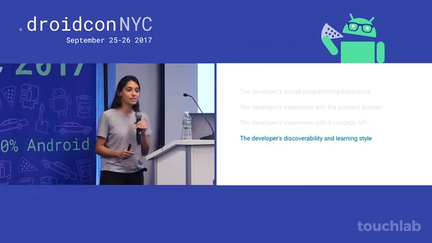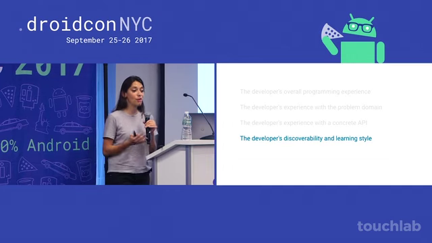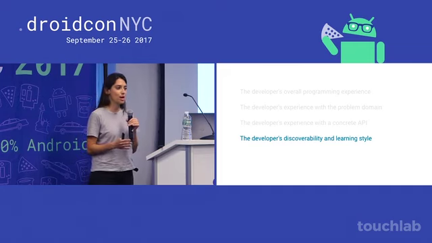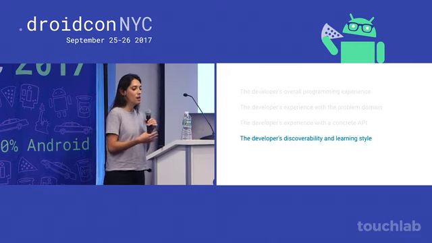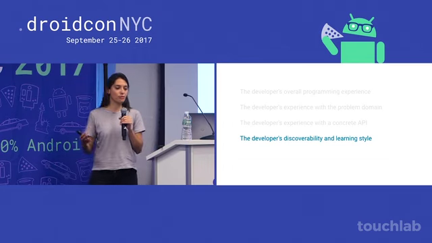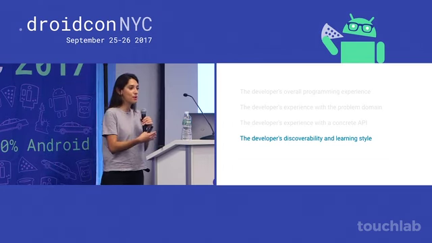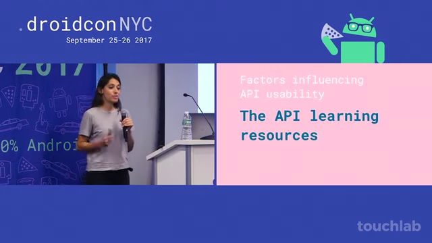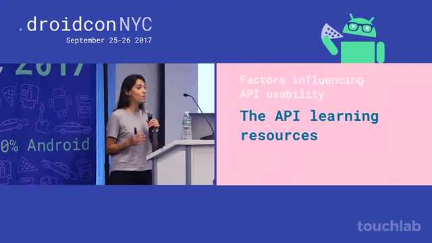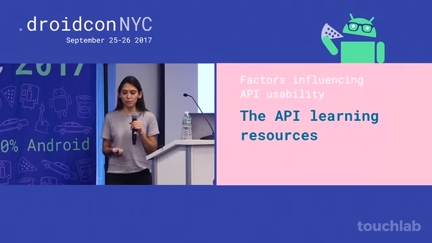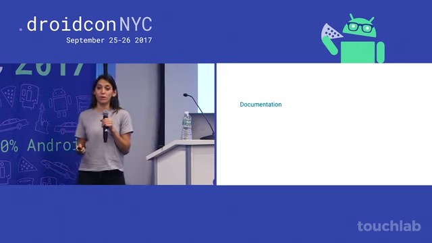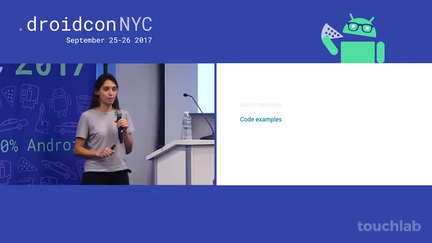The next thing that influences is the developer's discoverability and learning style. So discoverability takes especially long when a concept is used for the first time. But as soon as the user knows when to use a certain concept and where to find it, they don't need to spend the same amount of time to search for it. So speaking of learning, the next factor that influences the API usability is the API learning resources. There are two main learning resources: the documentation, because an API should be well documented, and the code samples.